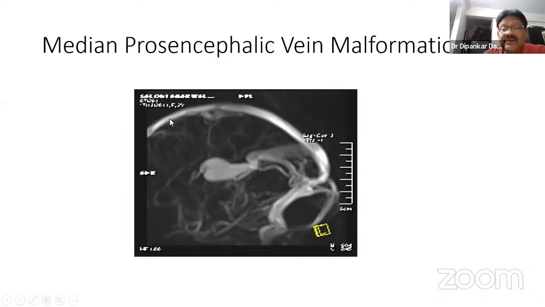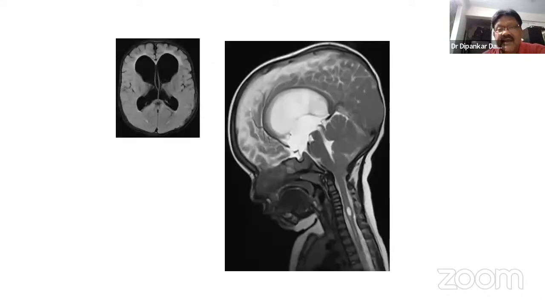So this is shown nicely on MR angiography. This is the dilated median prosencephalic vein, which in the normal course gives rise to the vein of Galen. So this can also produce hydrocephalus and a large head.